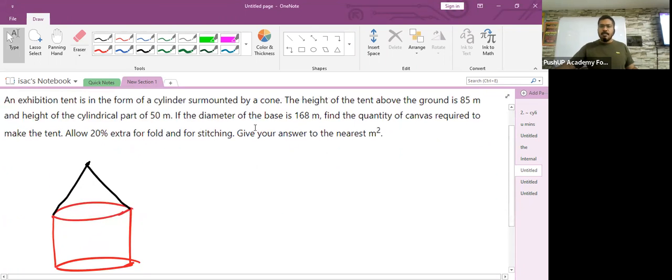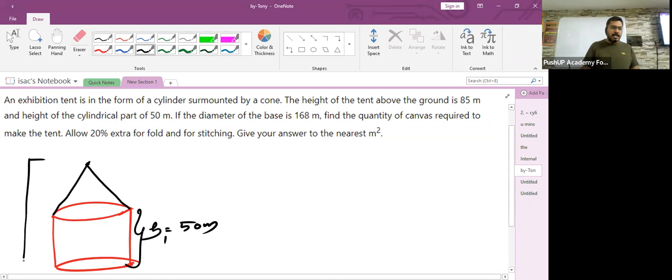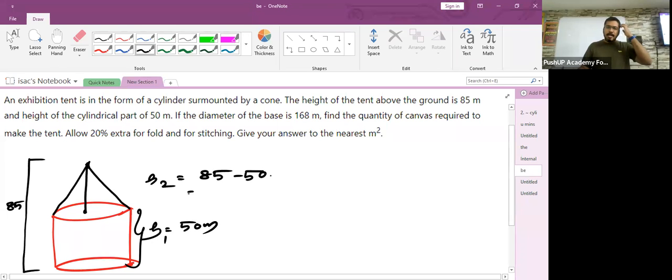The height of the tent above the ground is 85 meters and the height of the cylindrical part is 50 meters. So those who have a confusion in this part, first of all, you mention the height of the cylinder. It is 50 meters, right? I'll write it as h1. Now children, the height of the tent from the ground is how much? Total 85. So if you take the height of the cylindrical part, it is 50 meters. How much will be the balance height? Exactly. So I can write H2 is equal to 85 minus 50, and that is equal to 35 meters.